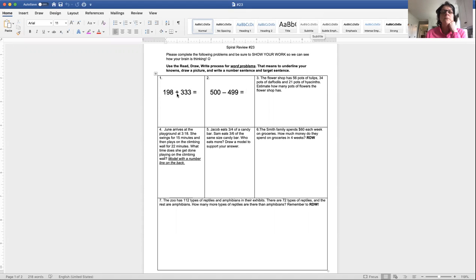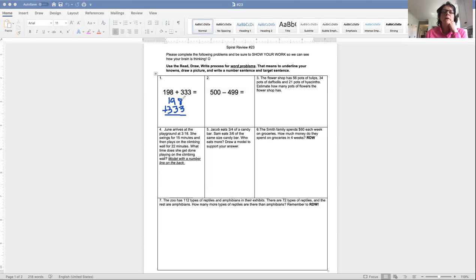It's a simple algorithm where you add 198 plus 333, and I can show you how to do that. I think that most of you are pretty good at the algorithm by now. The biggest thing is they wrote that in number sentence form, so you would have to write it in algorithm form underneath and make sure that you line up your numbers, ones on top of ones, tens on top of tens, and hundreds on top of hundreds.